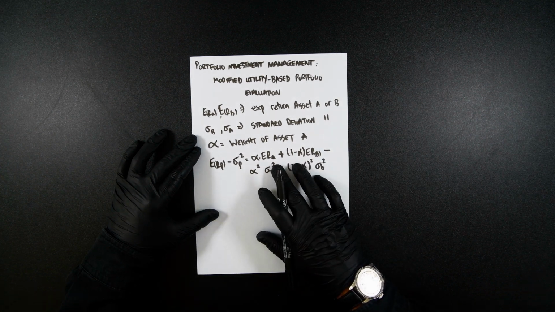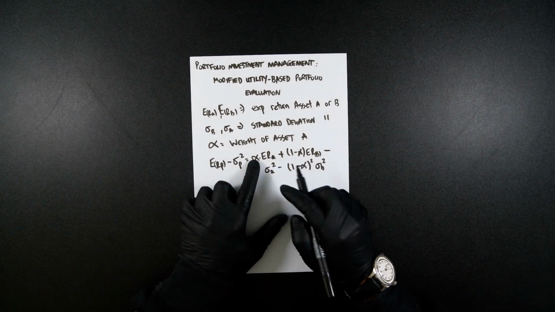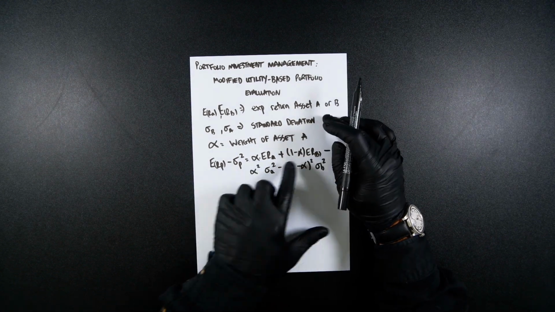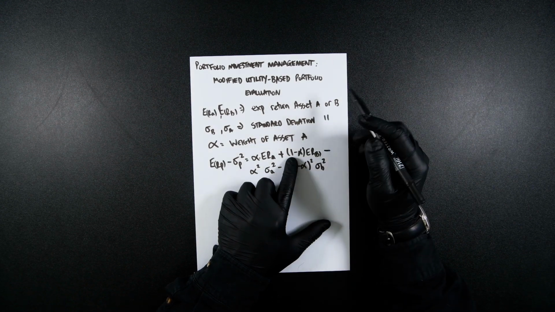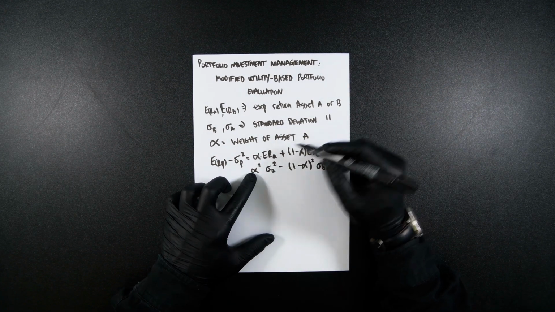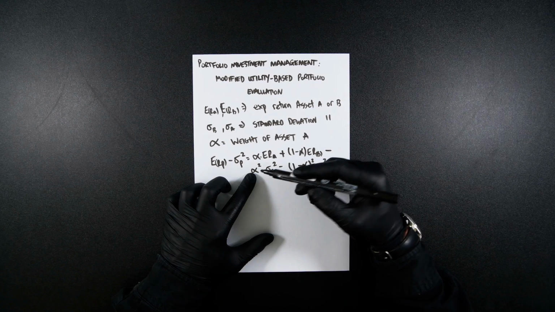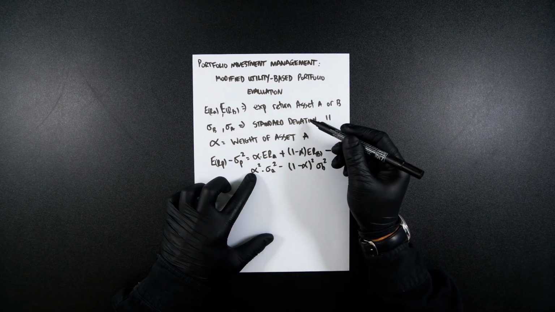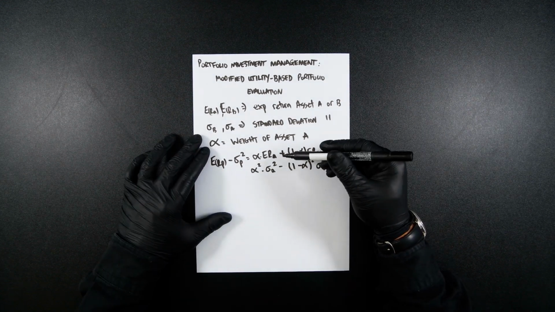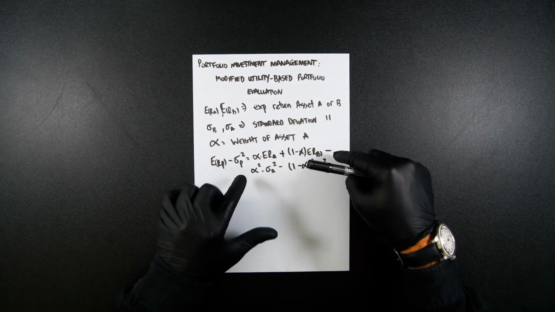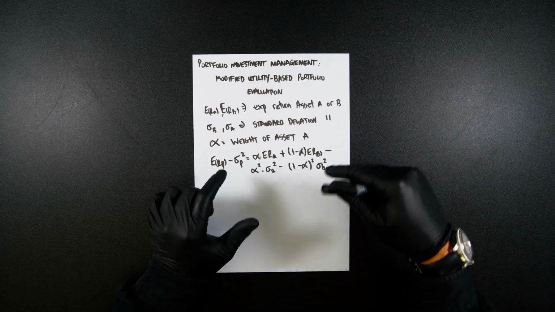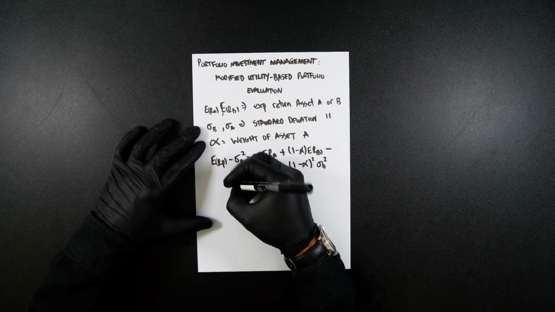So if you pay attention carefully, you can see that this is the weight of asset A multiplied by the expected return of asset A plus the weight of B multiplied by the expected return of B. Then this is the weight of asset A multiplied by the standard deviation of A, and then the same for B. And then these are added together and they are subtracted from the difference of the standard deviations between both assets. So let's now give some values.